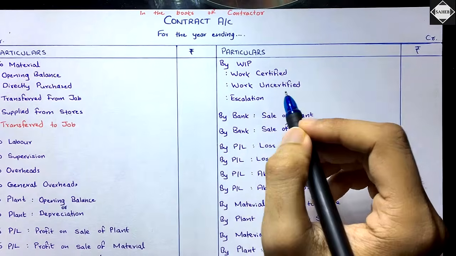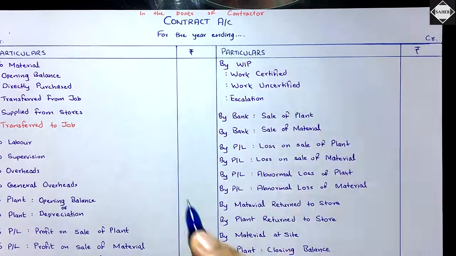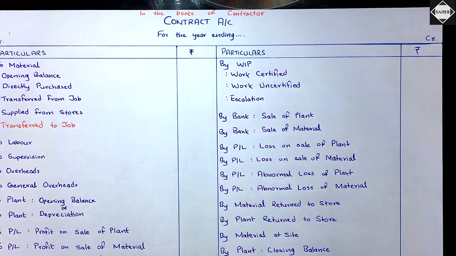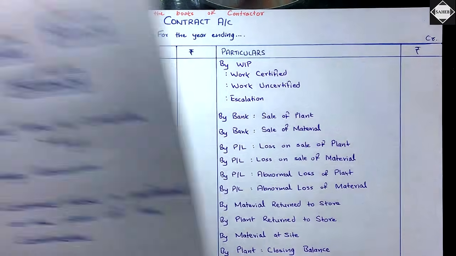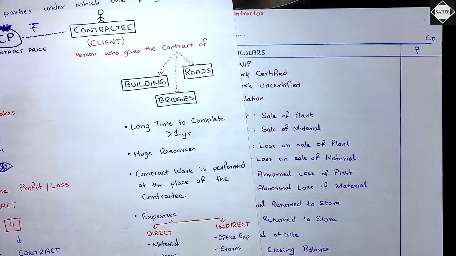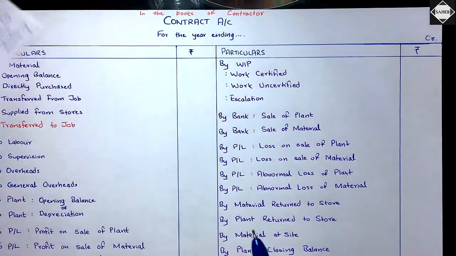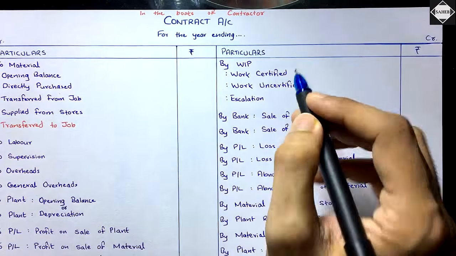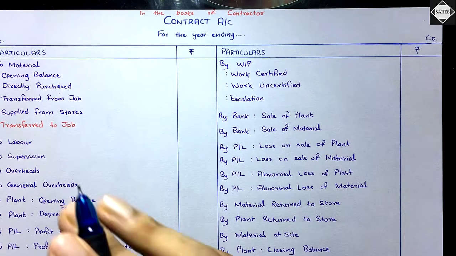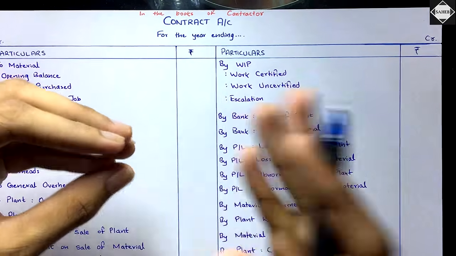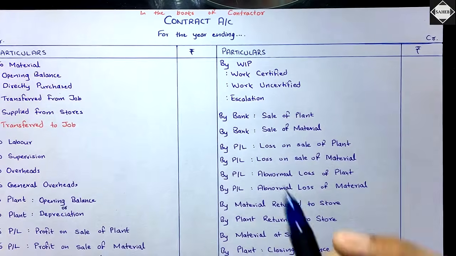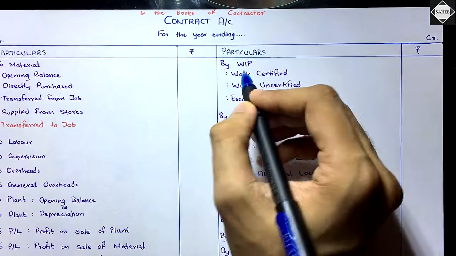Now what is work in progress and why do we have to take it on the credit side of contract account? What's the logic behind that? See, it's very simple to understand. As I've told you, these types of construction contracts take a long time to complete, usually more than 1 year, 3 years, 4 years. So the work entirely will not be done in the first year itself. Yeah, it will be continued in the second year, third year, fourth year, like that. So that's why it's called work in progress.